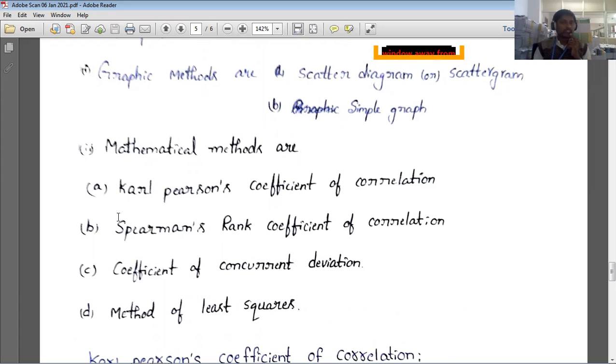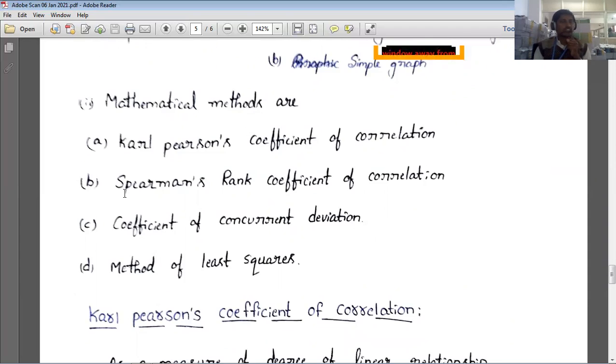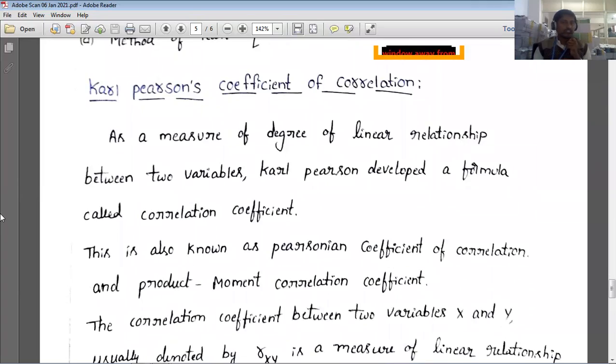In that, what are we using? Karl Pearson's coefficient of correlation, Spearman's rank coefficient of correlation, and the method of least squares. We already completed the method of least squares in the first part, curve fitting. These are the two topics we'll discuss here: Karl Pearson's coefficient of correlation and Spearman's rank coefficient of correlation, in this particular unit, correlations. And next, regression is another one. So here we have to find the correlation coefficient.